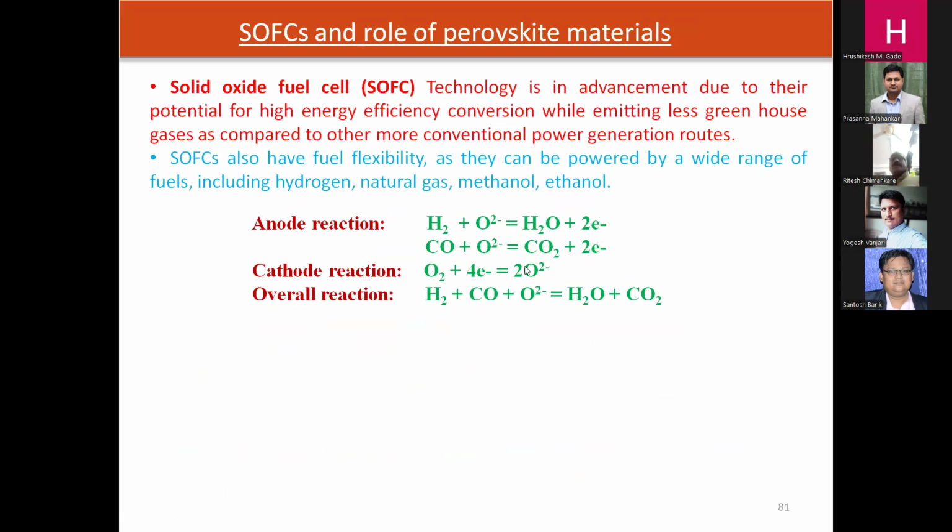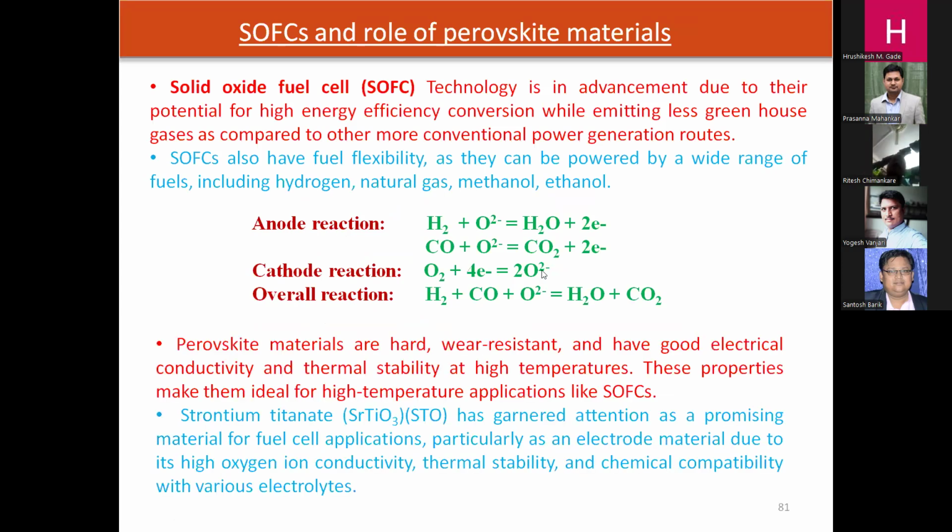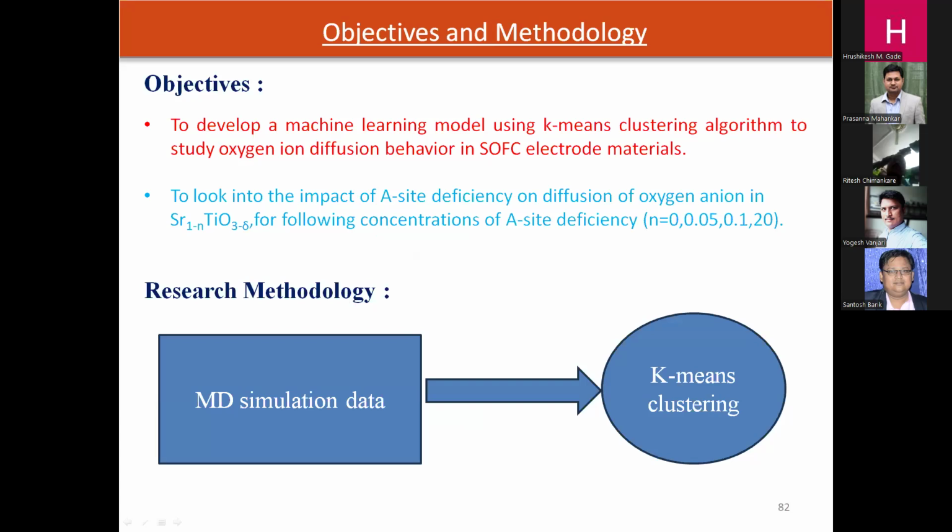There is an oxygen anion which gets generated at the cathode, and that needs to be traveled upon. So our objective was to enhance their diffusion. Now, that particular motion, when it diffuses and there is A site deficiency, so what we tried to address was looking at that particular structure, looking at A site deficiency.